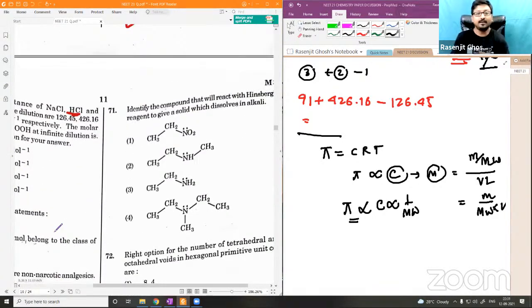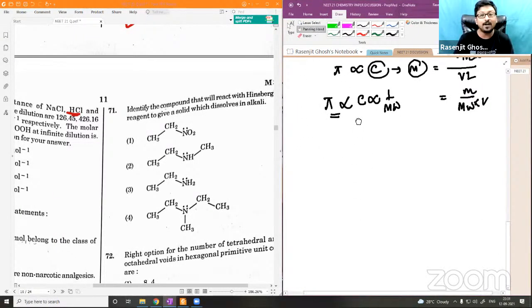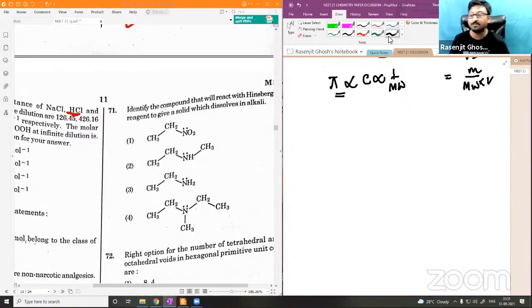Next. Identify the compound that will react with Hinsberg reagent and dissolve in alkali. Now, this is one interesting one. Hinsberg reagent, if you know from the chapter amines, is the reagent used to identify primary, secondary, and tertiary amines. So first, you can directly remove this option. Second, which one will give a product which will dissolve in alkali?